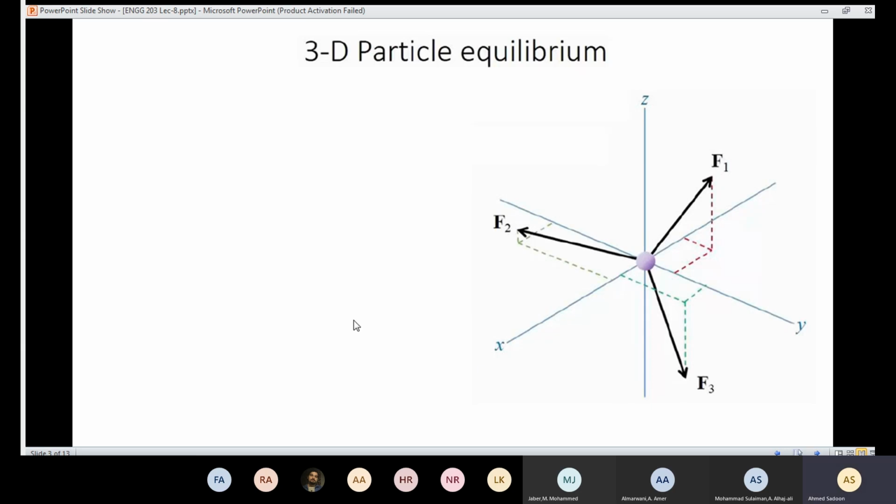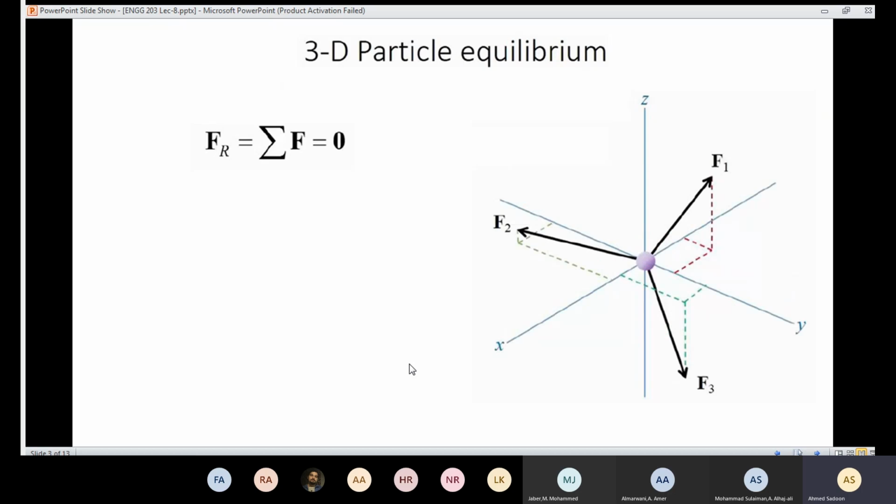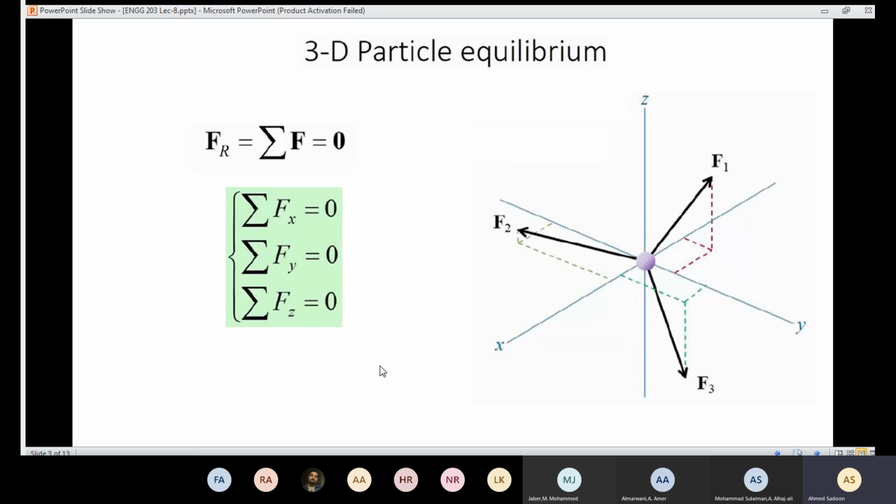So in 2D, we used to have 2 equations, but in 3D, we are going to have 3 equations. So the maximum number of unknowns in that system is going to be 3 unknowns. If I'm going to have more than 3 unknowns, then it's not possible to get a solution using those equations alone.